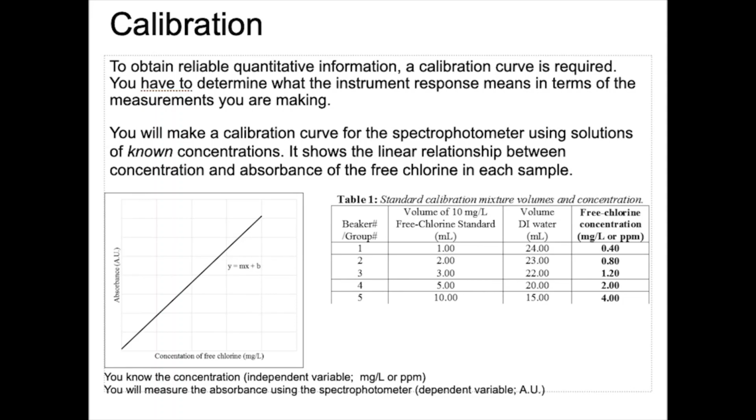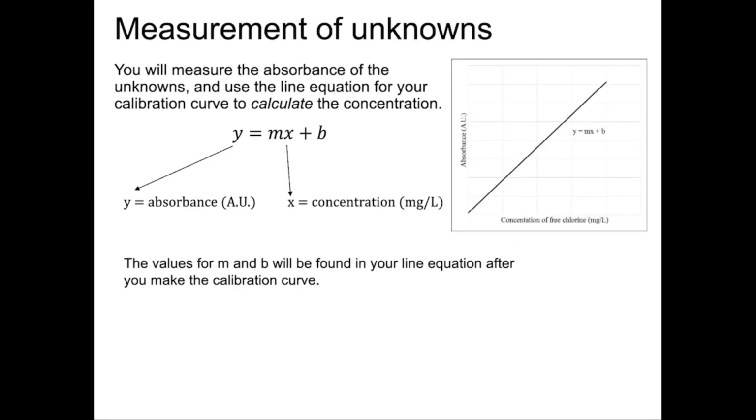And then we're going to do something a little bit different for the unknowns. So once you have the calibration curve graphed, you aren't graphing the unknowns on there. You don't put the points of the unknowns on that graph. They are separate. But we are going to use that calibration curve to figure out the identity of the unknowns.